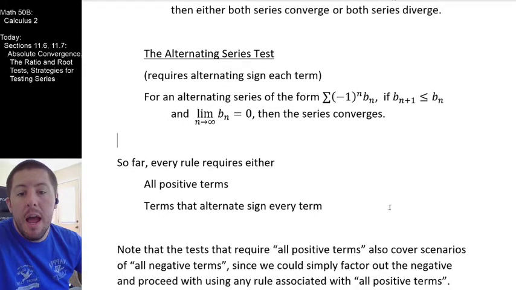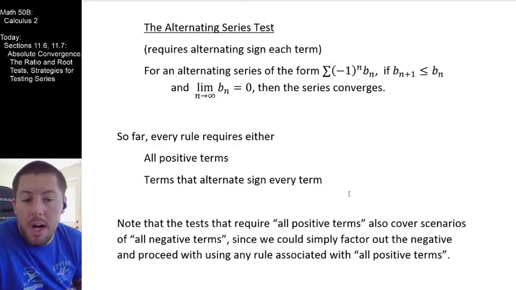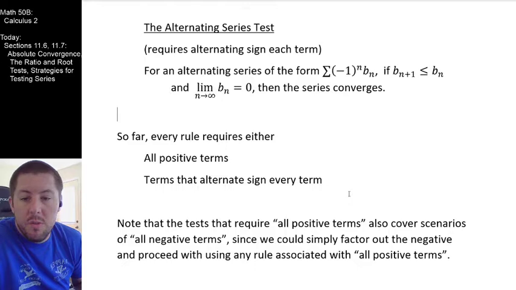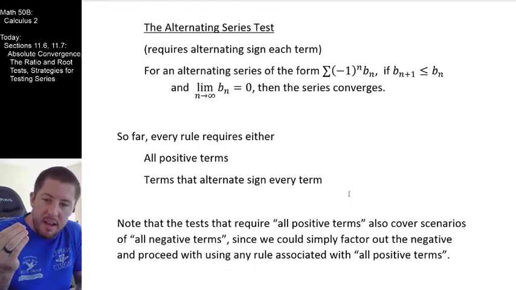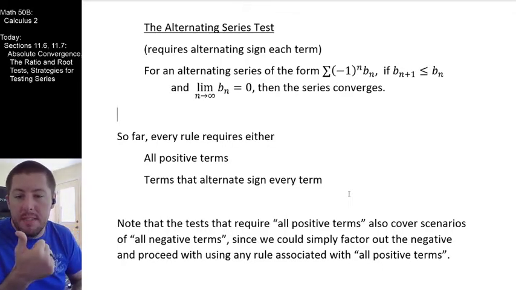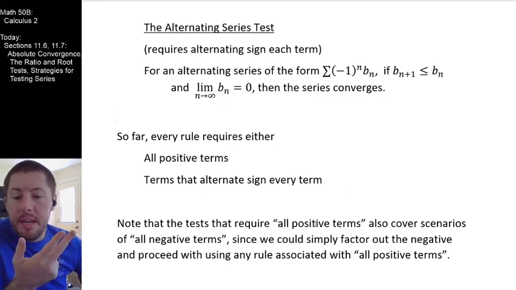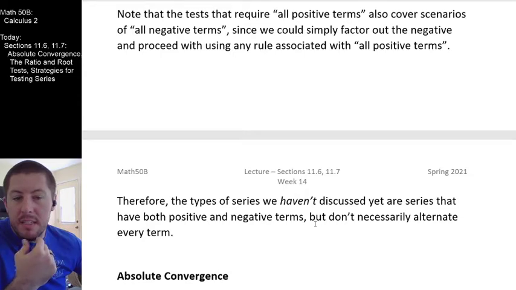All right, so far, every rule requires that we have either all positive terms or terms that alternate sign every term. Further, we can note that the tests that require all positive terms also cover scenarios with all negative terms, because we could just factor out that negative to sit out front of the sum, and then the sum would contain just all positive terms. So it seems like we've handled all positive terms, all negative terms, and alternating positive and negative terms. And so the series that we still are interested in discussing are series that have both positive and negative terms, but that don't necessarily alternate every term.